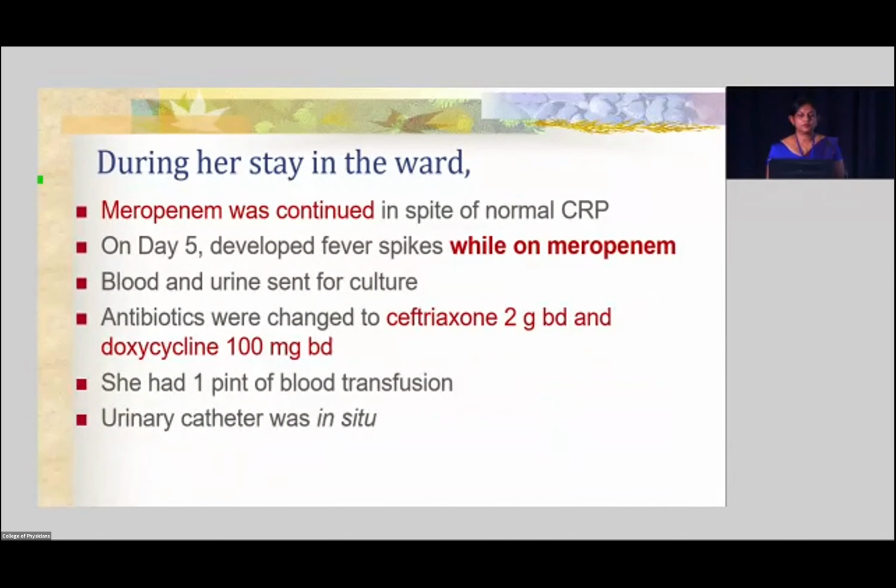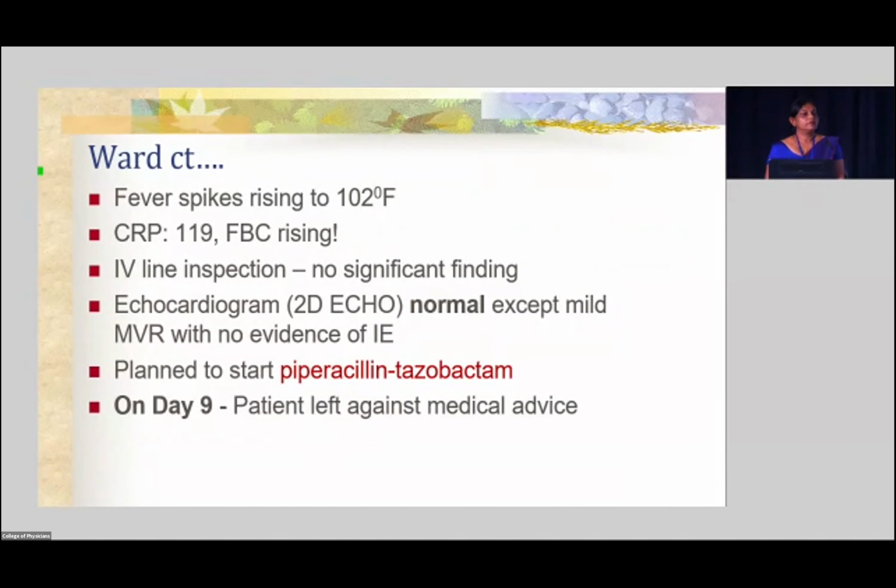So during her stay in the ward, meropenem was continued in spite of normal CRP. On day 5, she developed fever spikes while on meropenem. Blood and urine were sent for culture, and antibiotics were changed to ceftriaxone 2 grams BD and doxycycline 100 milligrams BD. She was given a blood transfusion, and the urinary catheter was in situ. So the fever was spiking, now it's 102.